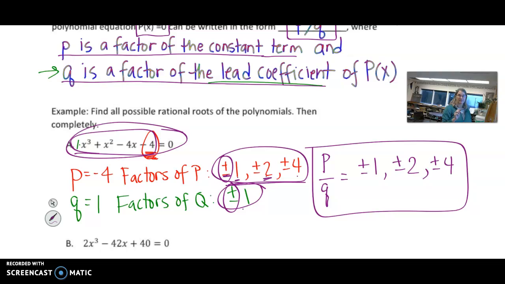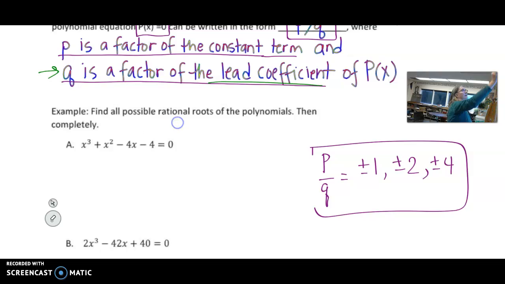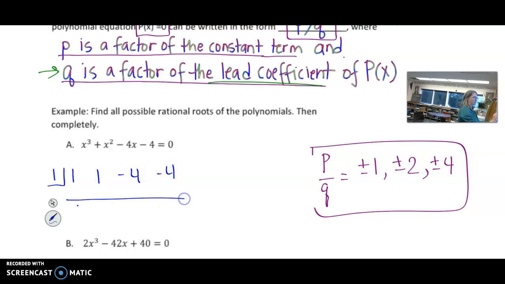Positive 1, negative 1, positive 2, negative 2, positive 4, negative 4. And we have to go through all of them and check until we find one that works. All right, so I'm going to start with 1. I'm using synthetic division, and you just use the possible rational zero there. You don't have to set it equal to 0 or anything, because it is the zero. And I'm listing my coefficients, and there are no missing terms. And I'm going to do synthetic division.